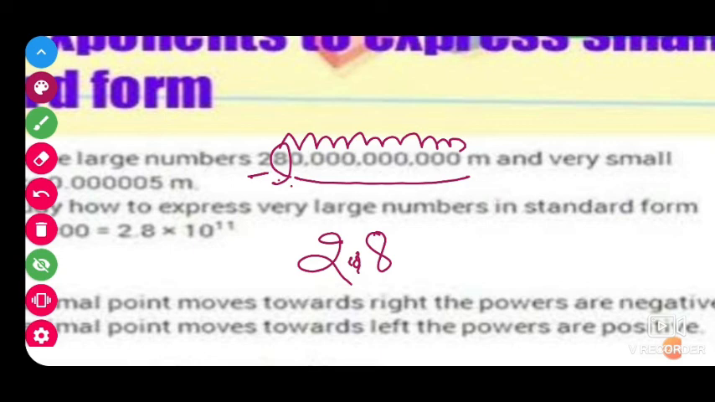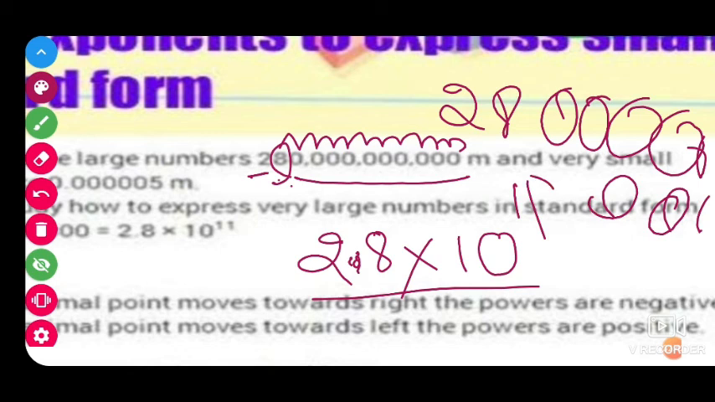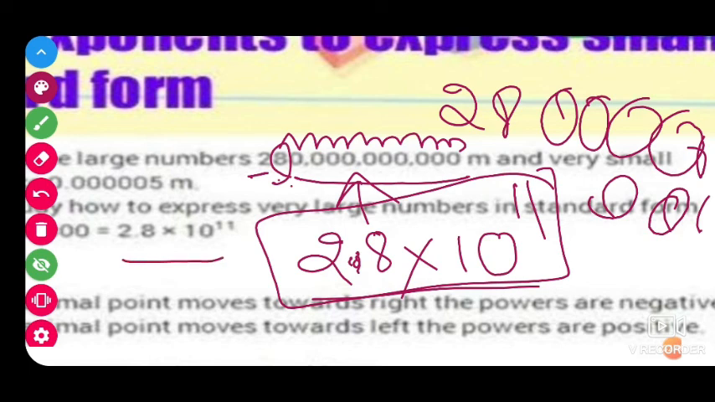Totally 11 places. So how will we express that? 10 to the power 11. How easy it is! 2.8 into 10 to the power 11. No need to write 28 followed by all those zeros. It's a standard form of representation of this big number. See, 2.8 into 10 to the power 11.